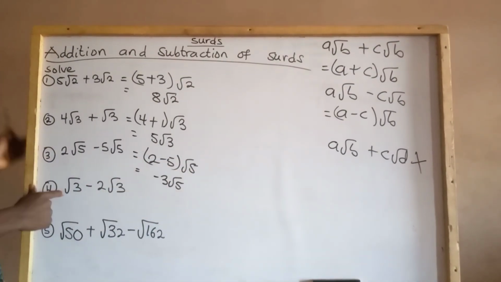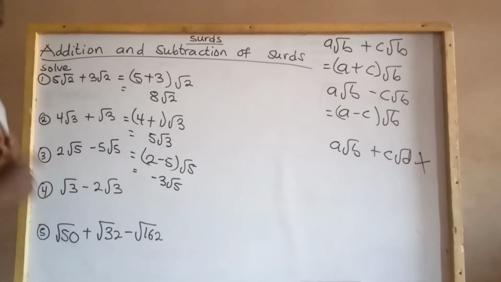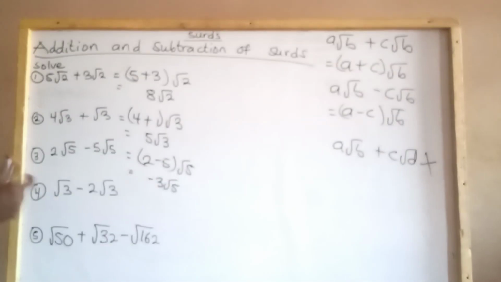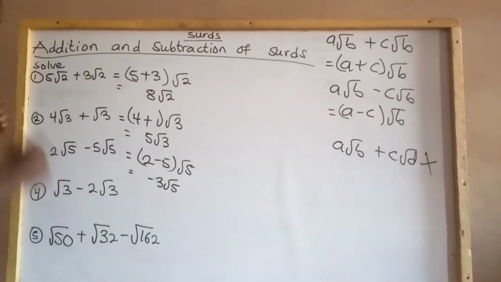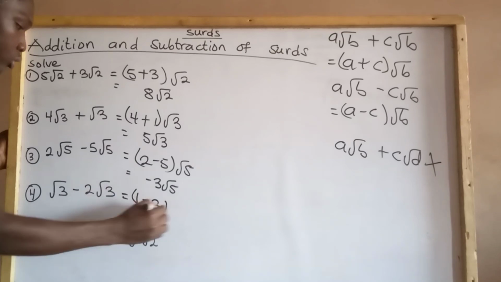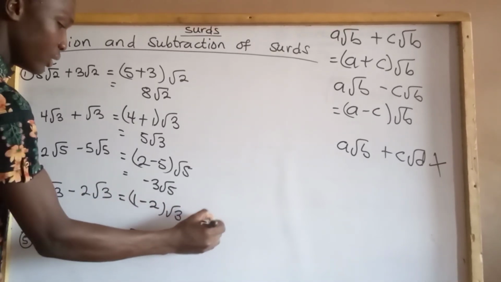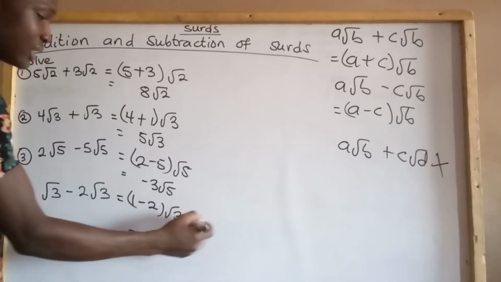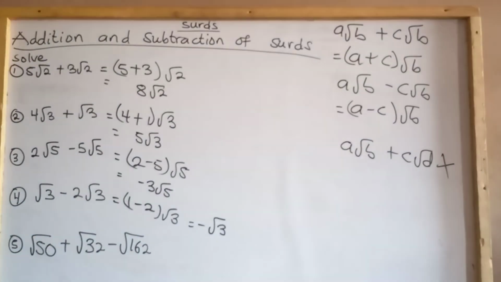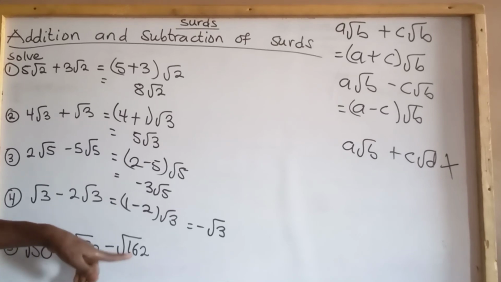And then here we have root 3 minus 2 root 3. So here we have 1 minus 2 because there's a 1 here. So you have 1 minus 2 root 3. And 1 minus 2 gives negative 1. We don't write negative 1, but we write negative root 3. We don't write 1. And here too, we have root of 50 plus root of 32 minus root of 162.